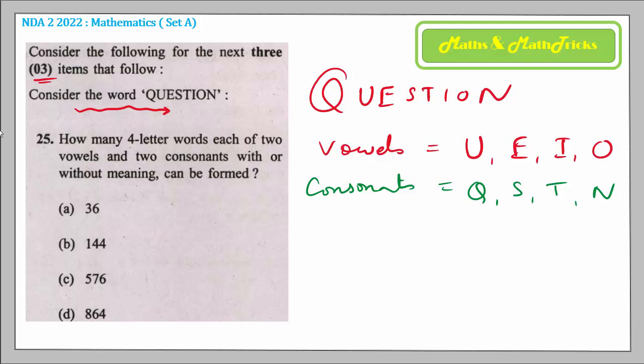Now what they say, the very first, 25th question on this paragraph, is how many 4-letter words you can form where each of the 2 vowels and 2 consonants, with or without meaning, are placed. So you are about to make a 4-letter word. The 2 places have to be for the vowels and 2 places have to be for the consonants. So how many vowels, by the way? You have 4 vowels. So you have to just choose 2 out of them to put in the word you are making. So basically you have to first do the selection, right?